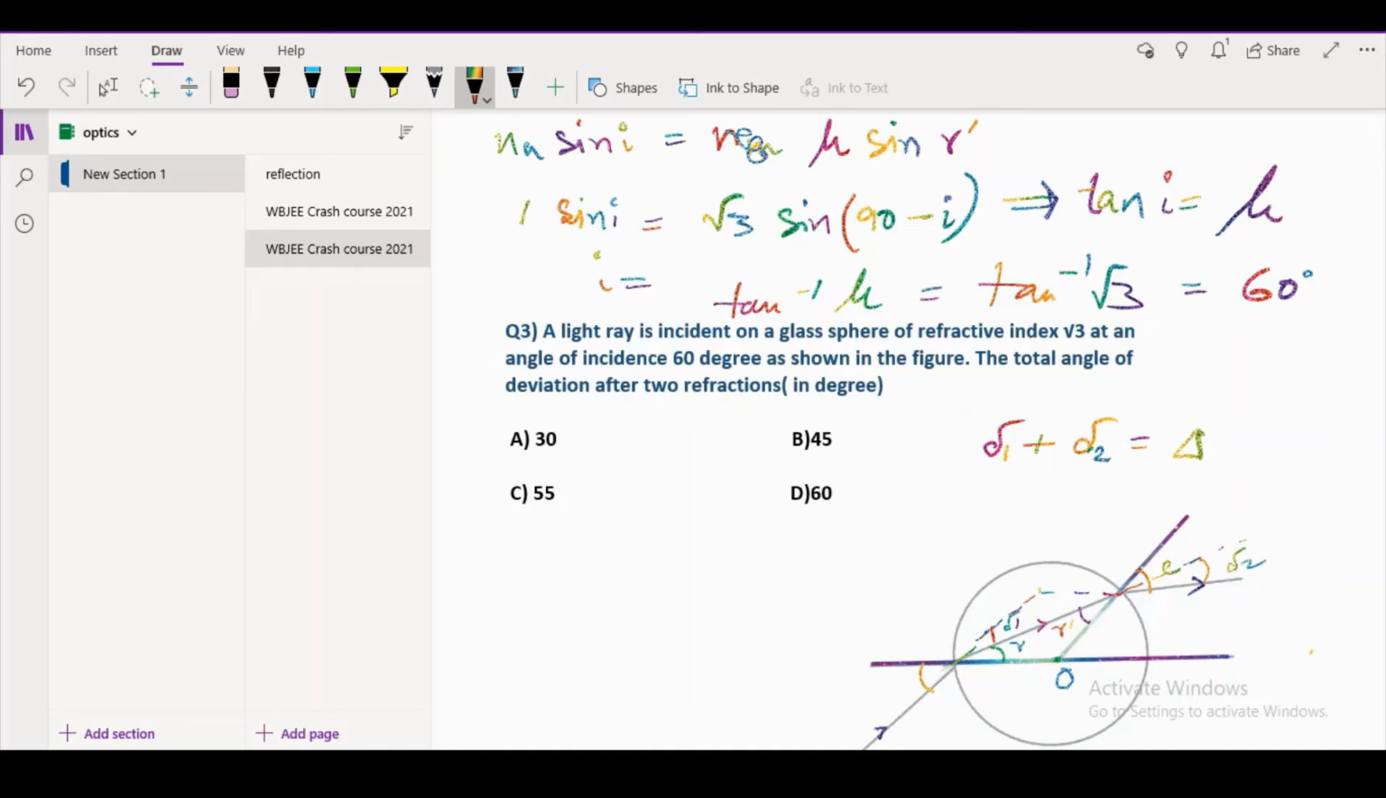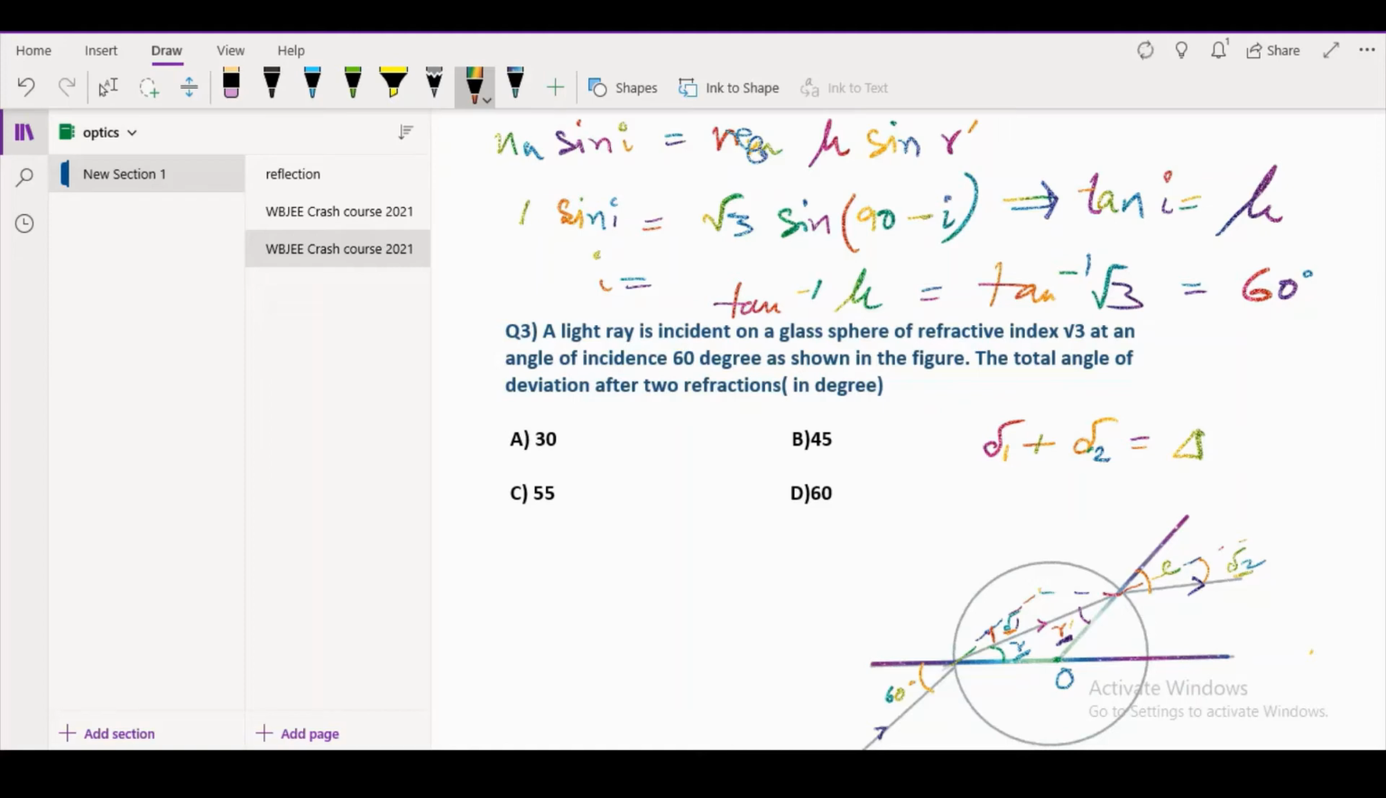First of all, while solving this type of question, you have to keep the objective very clear: in what order should you solve the sum, what should you find after what. So you should be very clear with the objective. In this question, what is our objective? Our objective is to find r and r dash, then find d1 and d2, and then add them. Simple. So for that we simply apply the laws of refraction, that is Snell's law.